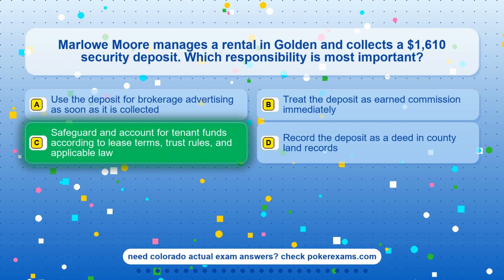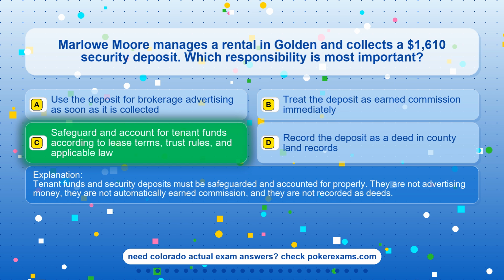The correct answer is option C. Safeguard and account for tenant funds according to lease terms, trust rules, and applicable law. Tenant funds and security deposits must be safeguarded and accounted for properly. They are not advertising money, they are not automatically earned commission, and they are not recorded as deeds.